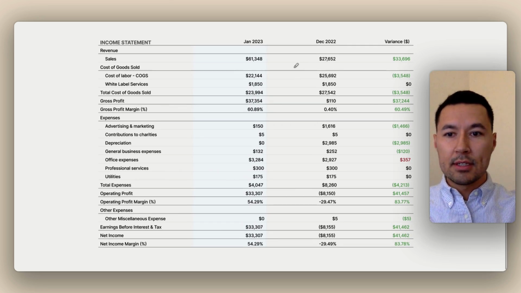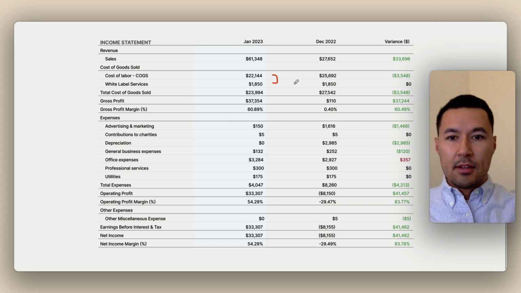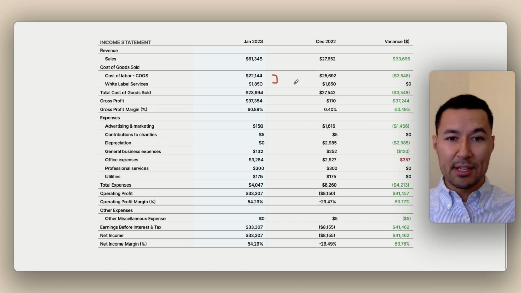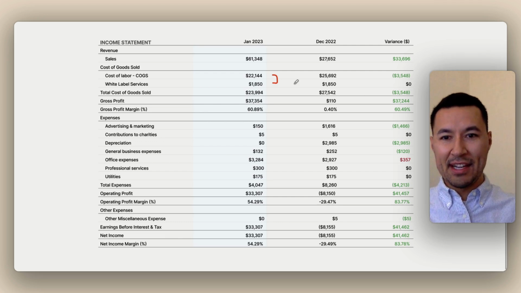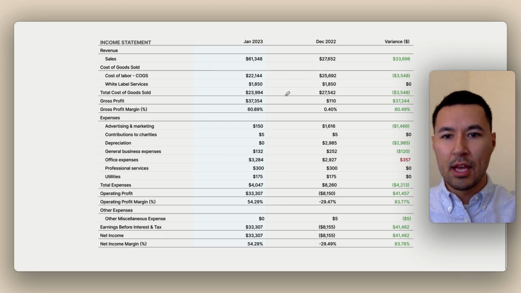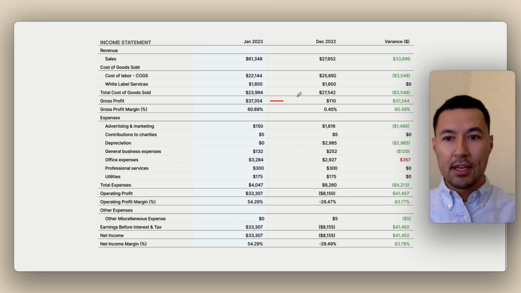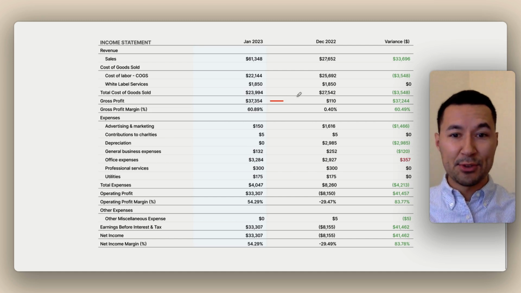Next, in order to get to our gross profit, we're going to take out our cost of goods sold, right? So that's going to be our cost of labor. So I can see here that this business owner is paying people to provide certain services. They've also got white label services, apparently, that they're selling as their own. So we're going to take these costs, right? There's $23,000 worth of costs that we're going to subtract from the $60,000, and we're going to end up at $37,000 in gross profit for January 2023, right?